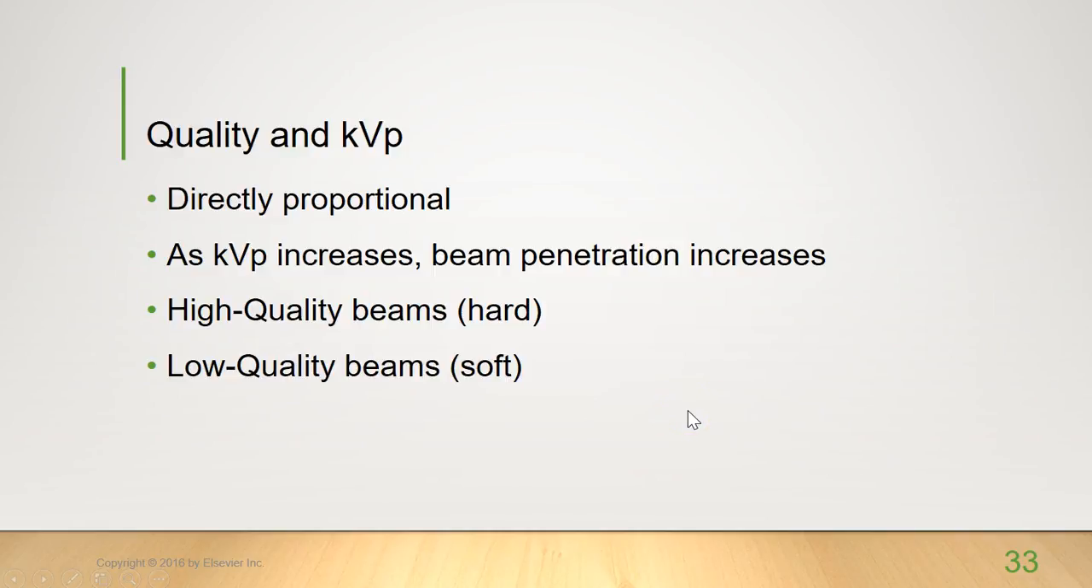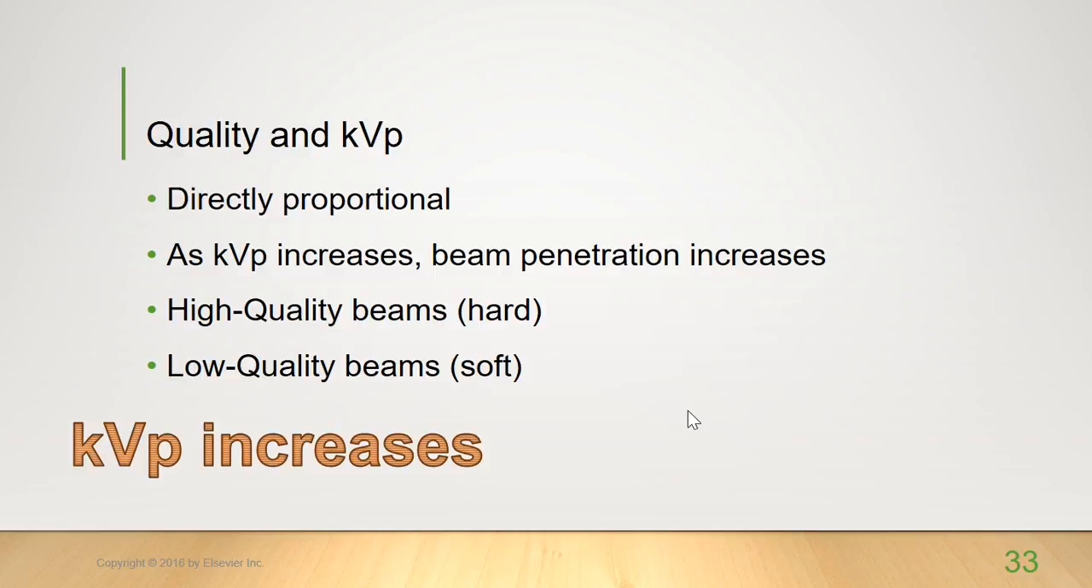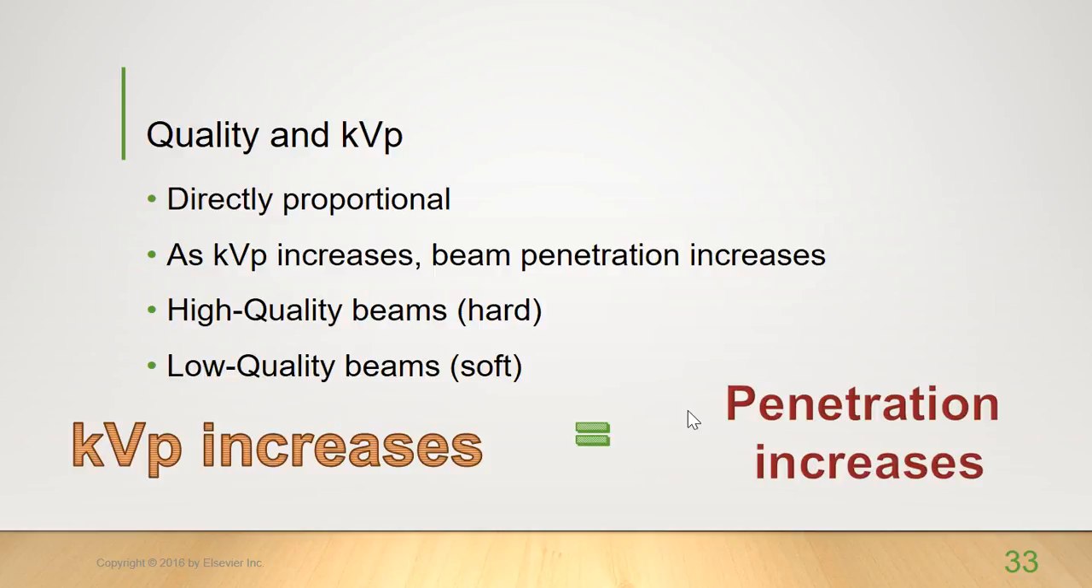And the difference between those is that if KVP increases, then penetration increases, and the high quality or hard beams are what you need to penetrate. Low quality beams, and so that's something else you can think of this way. Hard means I need more kV to get through a harder area. Low quality or soft beams to get through a soft area. Think about bones versus air versus tissue.